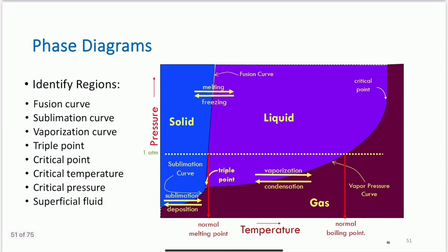So some real world application there. Here's what a phase diagram looks like. So you need to be able to identify the following regions: your fusion curve, sublimation curve, vaporization curve, triple point, critical temperature, critical pressure, and supercritical fluid.